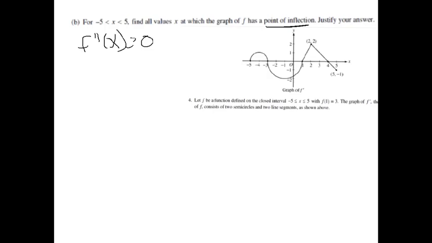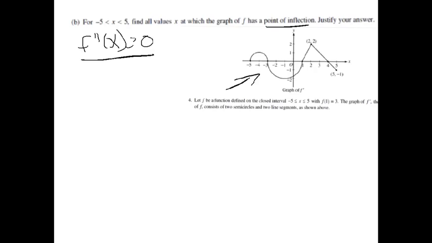I don't even have the graph of the original function. I have the graph of the derivative. So I need to take the derivative and try to figure out what the second derivative looks like. When I'm deriving graphically, I'm looking at the slopes of the tangent lines. So to say where is the second derivative equal to 0 is the same thing as saying where are the slopes of the tangent lines on the first derivative 0.